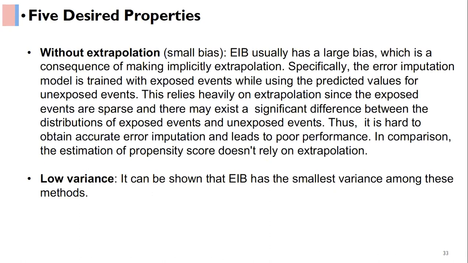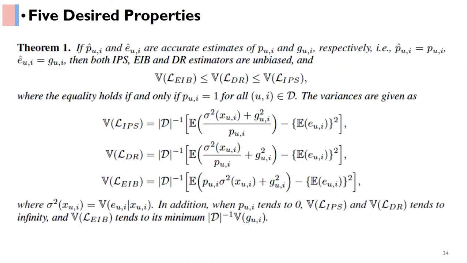Finally, we can show that EIB has the smallest variance among these methods. This result is presented in Theorem 1. Theorem 1 shows that the variance of the EIB estimator is less than the DR estimator, which is less than the IPS estimator, where the equality holds if and only if P_UI equals one for all user-item pairs. That is, there are no missing values.